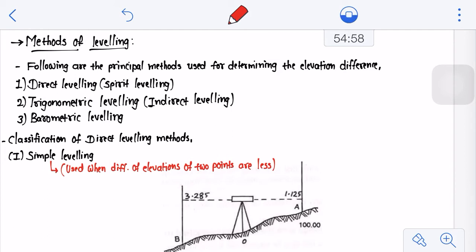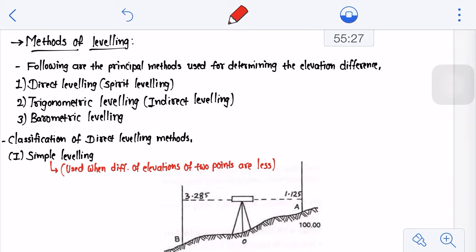I have also said that there is another method which may be incorporated under this list. It is known as hypsometric leveling. Though I have not included it in this discussion, I'll still give you a brief idea about that method as well. These three methods, direct leveling, trigonometric and barometric leveling, are very detailed methods, and they are specifically discussed for different cases.